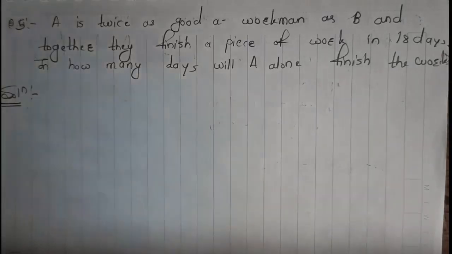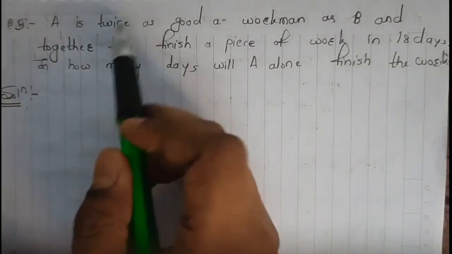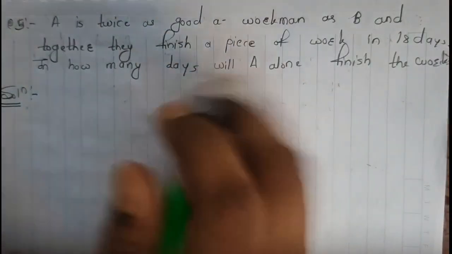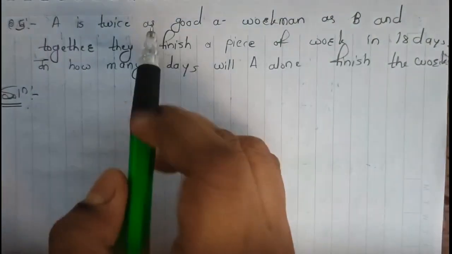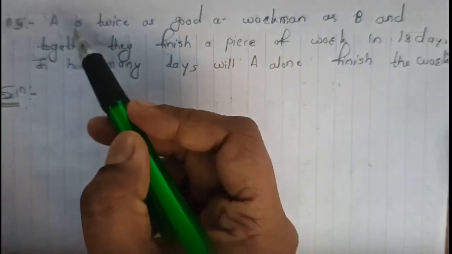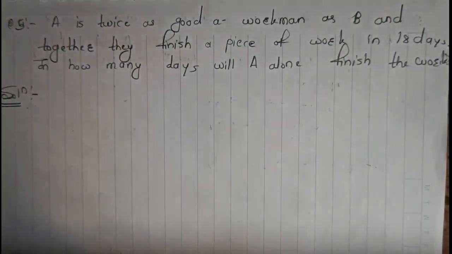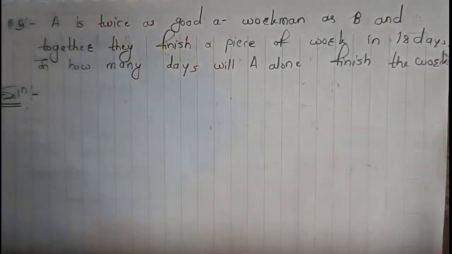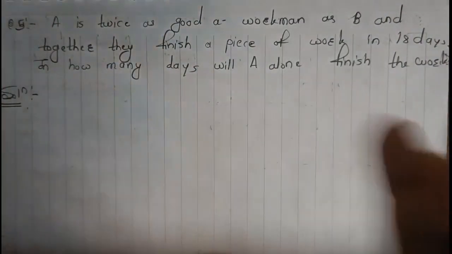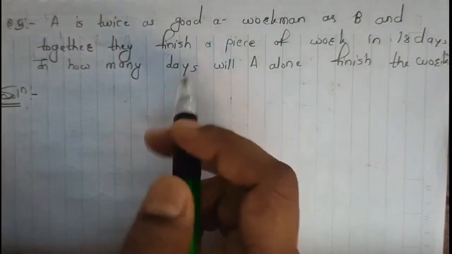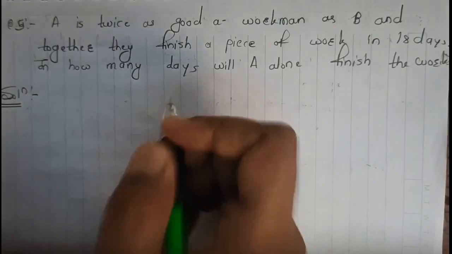Now this is our fifth type of question. Here A is twice as good a workman as B. When we are comparing two persons on any aspect, we are always comparing their efficiencies, right? So A is twice as good a workman means A is more efficient than B, that is, A is twice as efficient as B. Together they finish a piece of work in 18 days. In how many days will A alone finish the work?